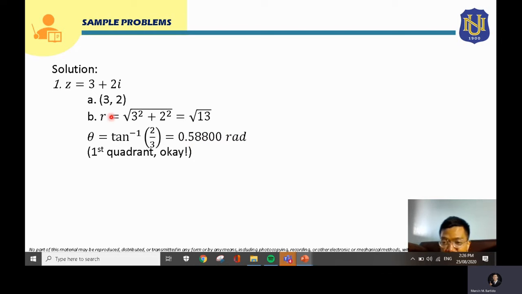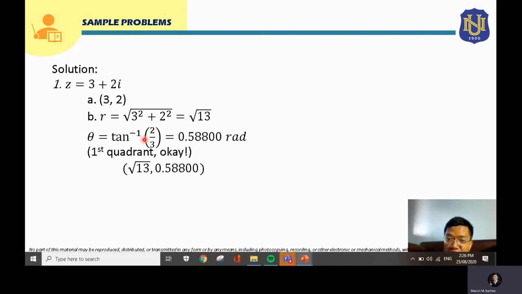Now for the answer for letter B, we are asked for polar coordinates. So that will be r and theta. The answer will be r, which is square root of 13, and then theta, which is 0.58800. So this is how you write polar coordinates: r first, then theta. This is the answer for letter B, square root of 13 and 0.58800. Now for letter C, we are asked to find the polar form of this complex number. In polar form, it is expressed as r angle theta.